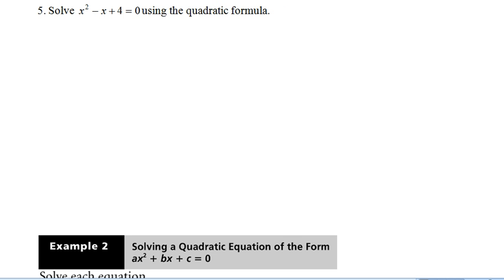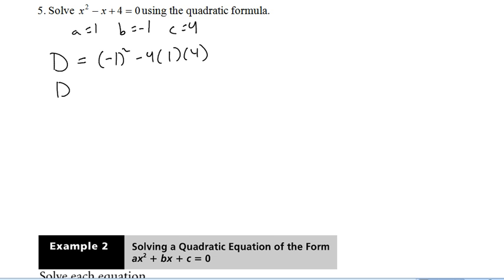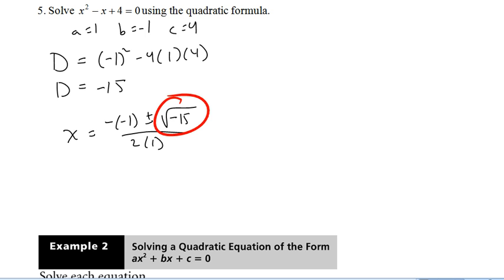Okay, again for question 5, everything's on one side, 0 on the other side. So our a is 1, our b is negative 1, and our c is 4. So big D is going to equal negative 1 squared minus 4 times 1 times 4. Big D is going to be negative 15. So x is going to equal negative 1 plus or minus root negative 15 all over 2 times 1. And because we've got the square root of a negative, we have no solution.